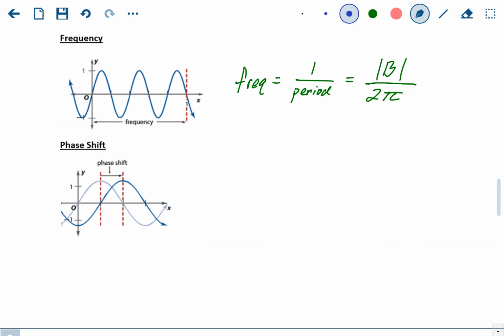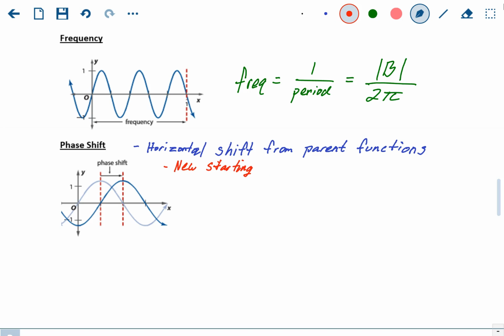The phase shift, this is a new one. We didn't do this in the graphing lesson, but we're going to do it in this one. It's the horizontal shift from the parent function. So we saw the graph move up and move down, but we never saw it move to the side. So this is the horizontal movement of the graph. I like to think of it as a new starting point. Cosine functions start at the max, and sine functions usually start at 0. But with a horizontal shift, wherever the new starting point is, that's where we're going to start.